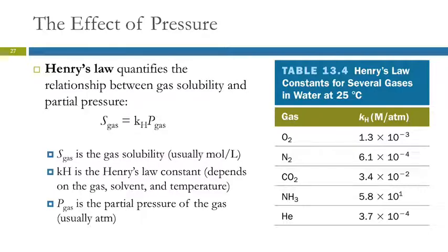So here, the Henry's law constants are given in molarity per atmosphere. So for oxygen, it's 1.3 times 10 to the minus third molarity per atmosphere, moles per liter per atmosphere. And so you would multiply that times the partial pressure of that gas in atmospheres, and that would give you the solubility. And there's a typo, that H is supposed to be a subscript.